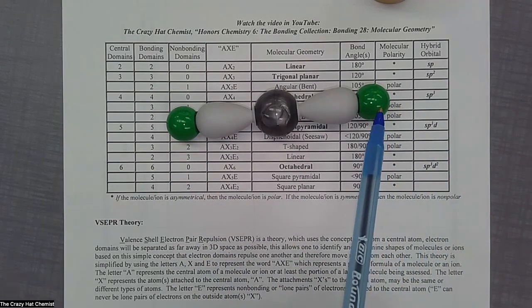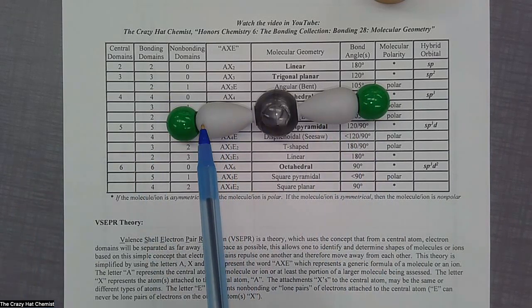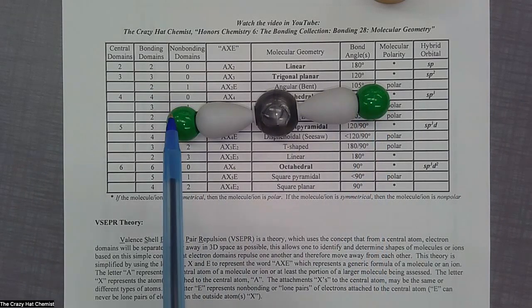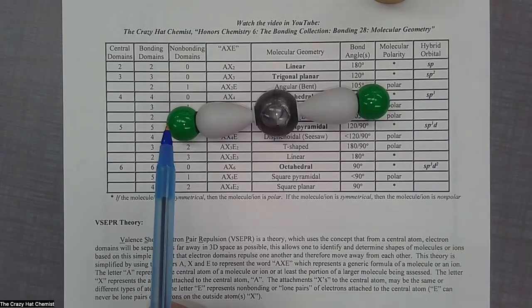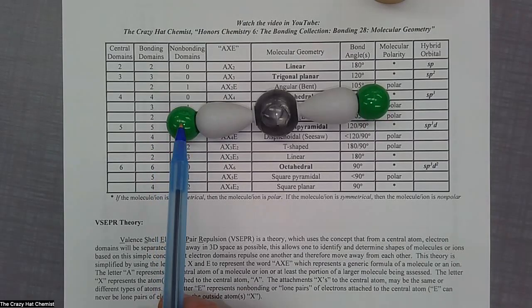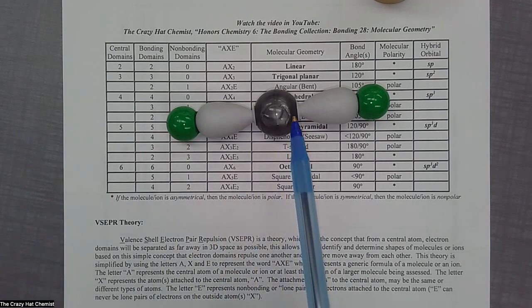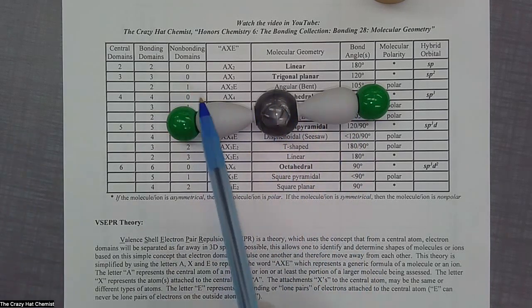Since the 2 X's are the same, that means that this is nonpolar. If you were to change one of these X's from one element to another element, then it would be asymmetric and polar. It's sp hybridized, and how you determine that is from the central atom. You go sp1, and that's sp hybridized. Okay, let's try the next shape.